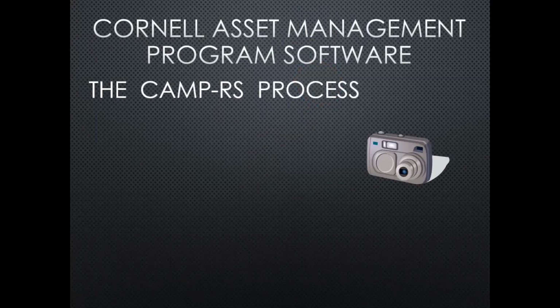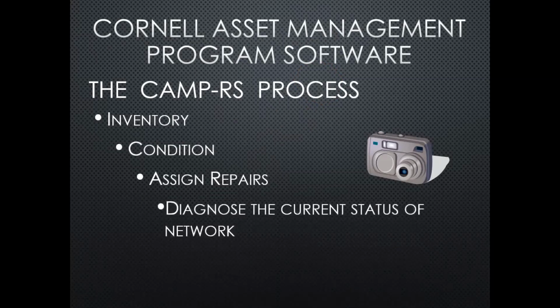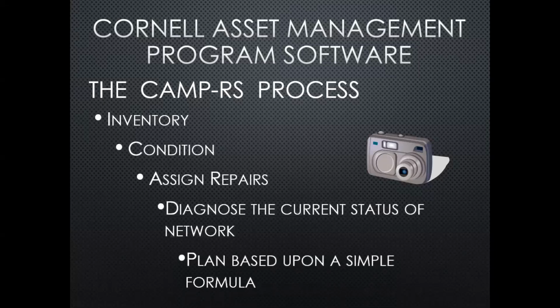It's essentially just a snapshot in time. It doesn't determine what's going to happen in the future. This process, essentially, you gather an inventory, you collect your inventory, and we'll talk about that coming up. Your condition, how to evaluate that, assign repairs, and then diagnose the current status of the network itself. Look at the whole network as a whole, and then from there you can basically develop a plan based on a simple formula. And I'll show you that formula here, but I'll talk about the pieces coming up.